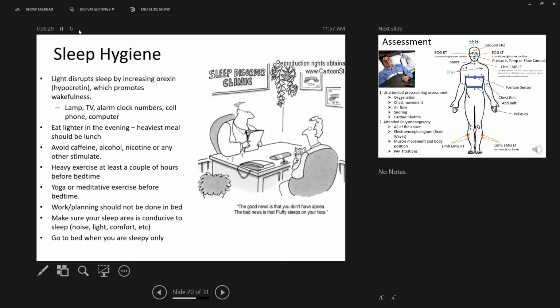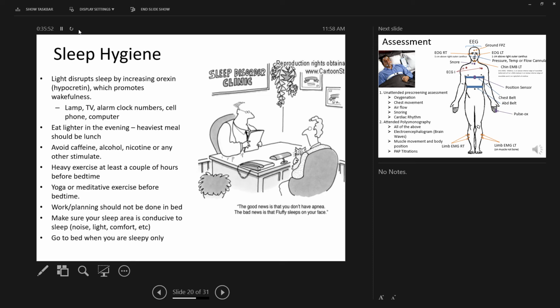So what do we do about this? Well, sleep hygiene is very, very important. And there's a lot of people nowadays who have a light source where they're sleeping, their cell phone, a TV, maybe even an alarm clock. It's important to realize that light disrupts sleep by increasing that orexin, or the hypocretin that we talked about, that promotes wakefulness. So you want to make sure that the light sources are not in your view when you're trying to go to sleep. Eating lighter in the evening is better.